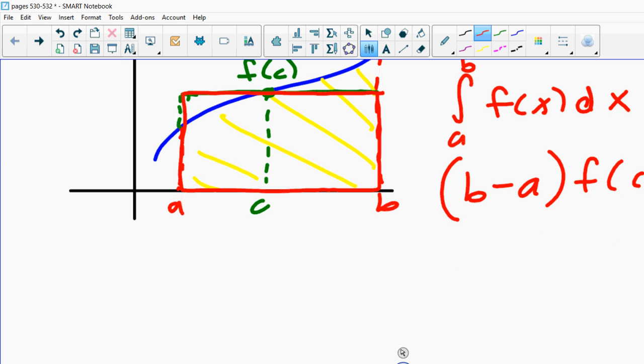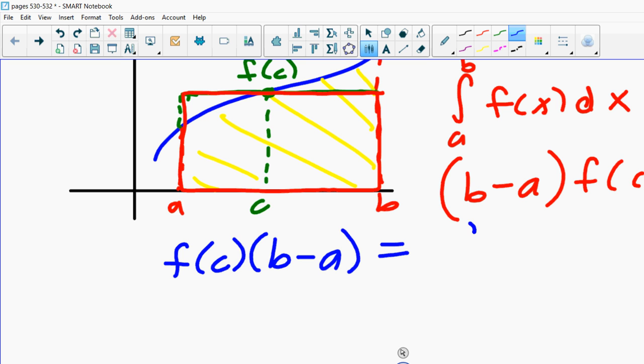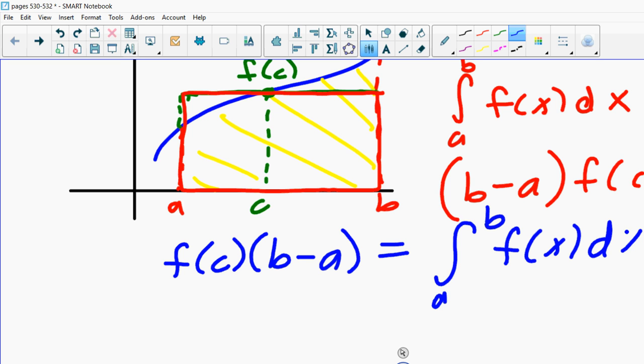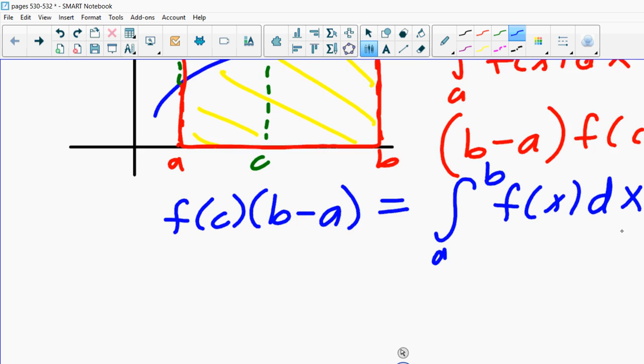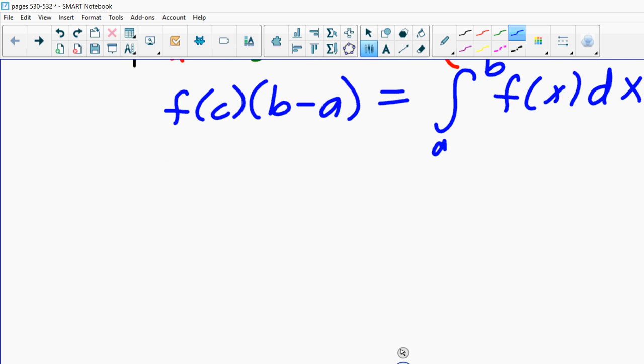But what I know is that F of C times B minus A is equal to the integral from A to B of f of x dx. You buy that? Now, I want to get f of c all by itself. How can I do that? Good. And dividing by b minus a is the same as multiplying by 1 over b minus a.